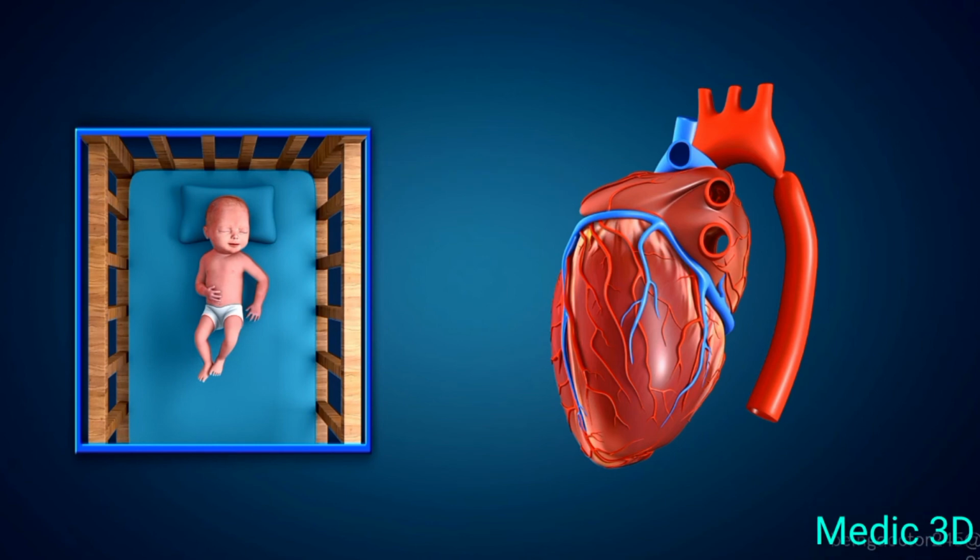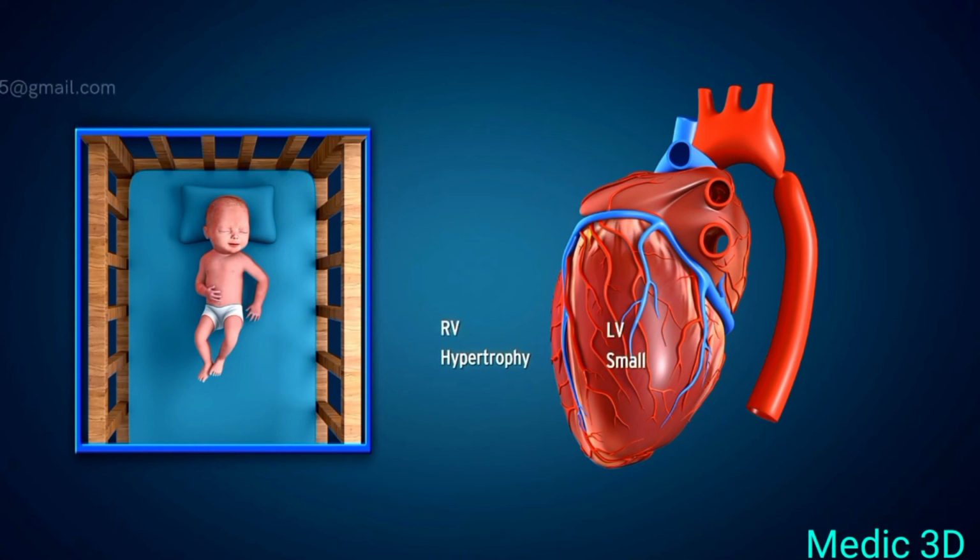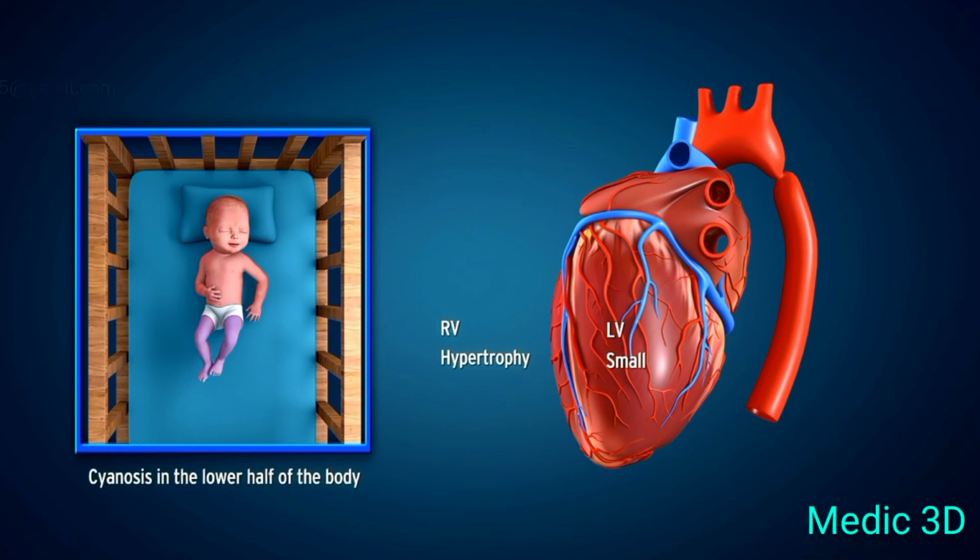Preductal or infantile coarctation results in hypertrophy of the right ventricle while the left ventricle is small. There is cyanosis in the lower half of the body while the upper half remains unaffected, since it is supplied by the vessels originating proximal to the coarctation. Children have poor prognosis with this defect.